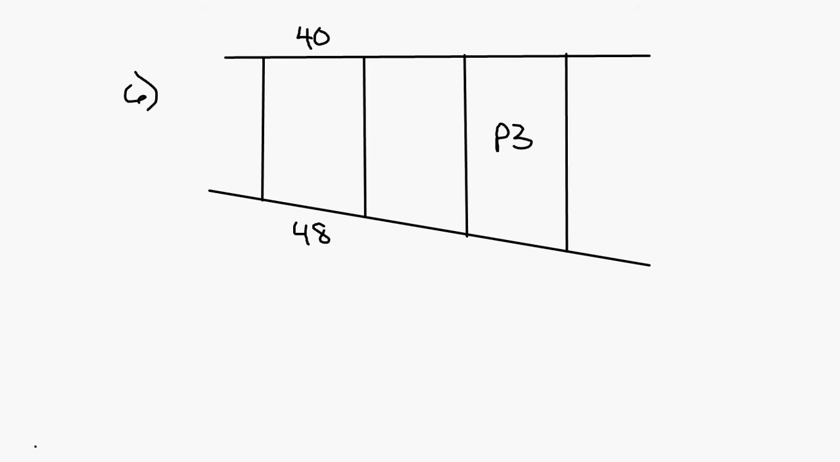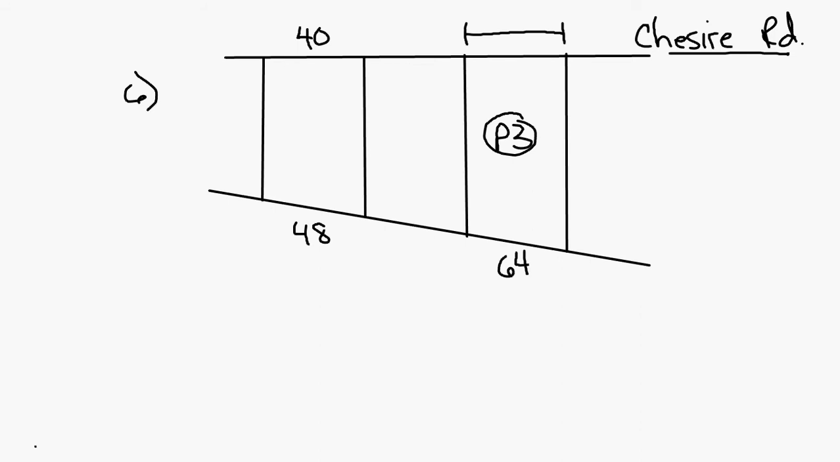This up here on the top is called Cheshire Road. The question is, what is the length of plot 3 along Cheshire Road? So you're looking for this distance, agreed? So we'll call it x. If all of these plot lines or boundary lines are parallel, then aren't all the distances between them proportional? Okay. So our ratio is 40 over 48 equals x over 64.